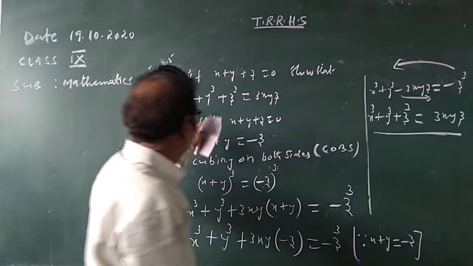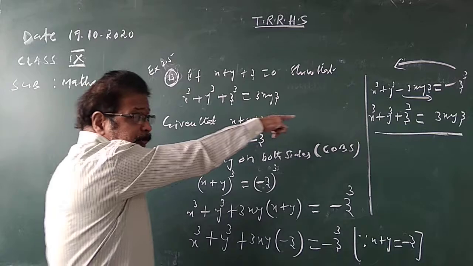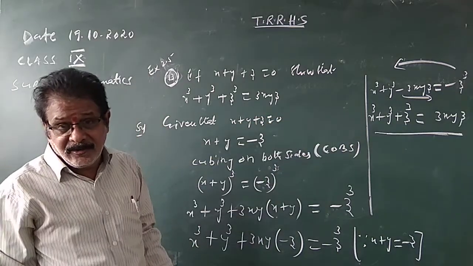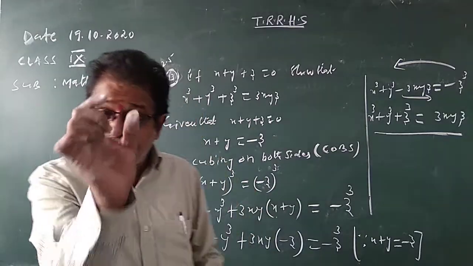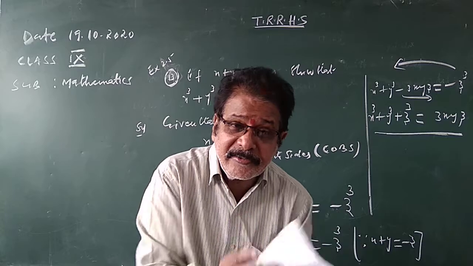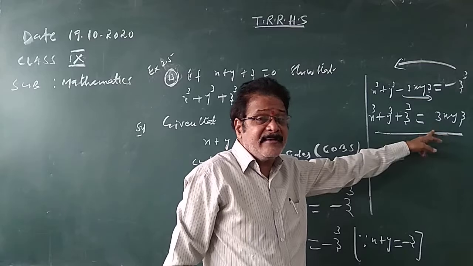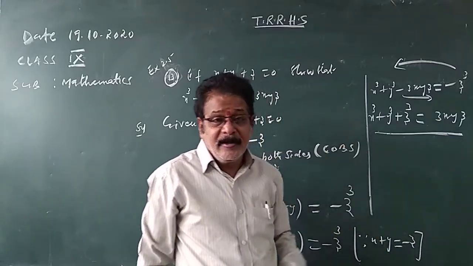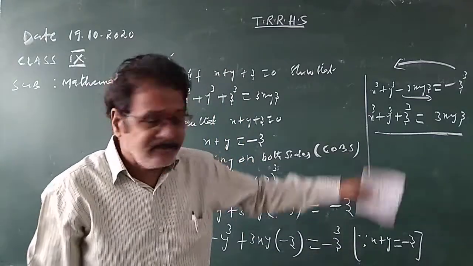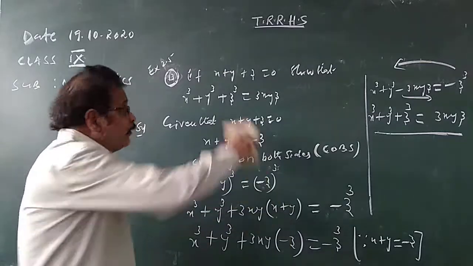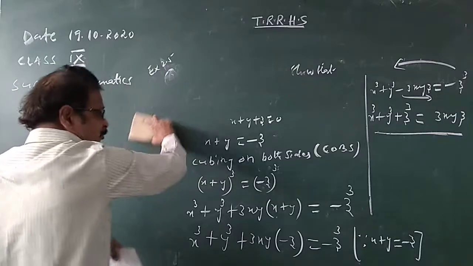Hence the problem, what you have to prove: if x plus y plus z equal to 0, then x cube plus y cube plus z cube equal to 3xyz. This proof can be used as an identity. If the sum of the three variables is 0, then the sum of the cubes equals thrice the product of them. So this identity you can apply to solve problems. I hope you understand this.